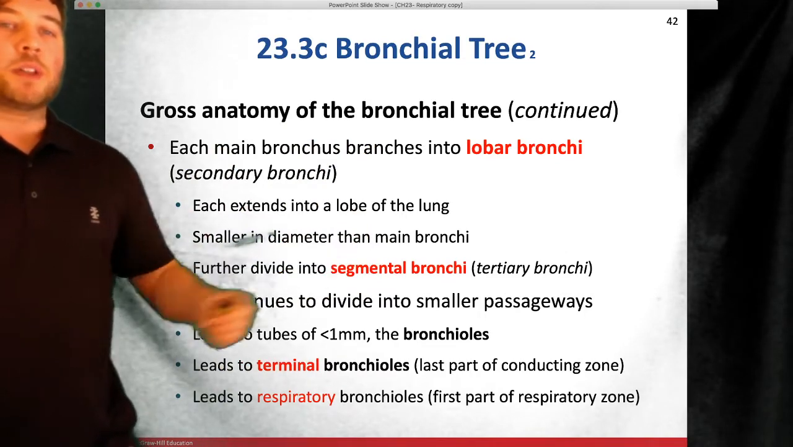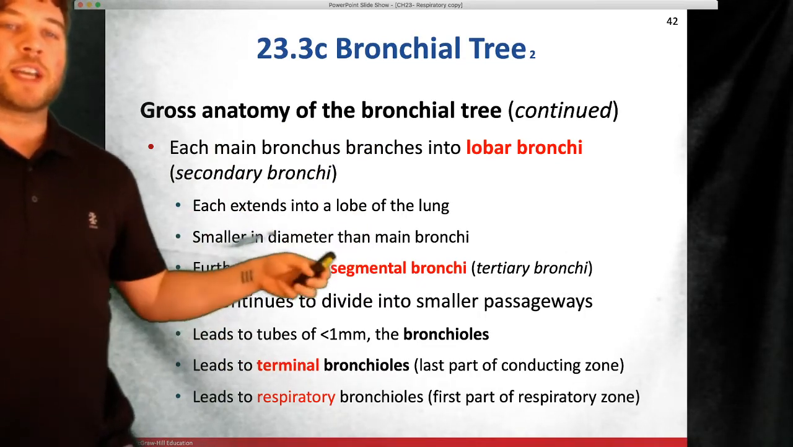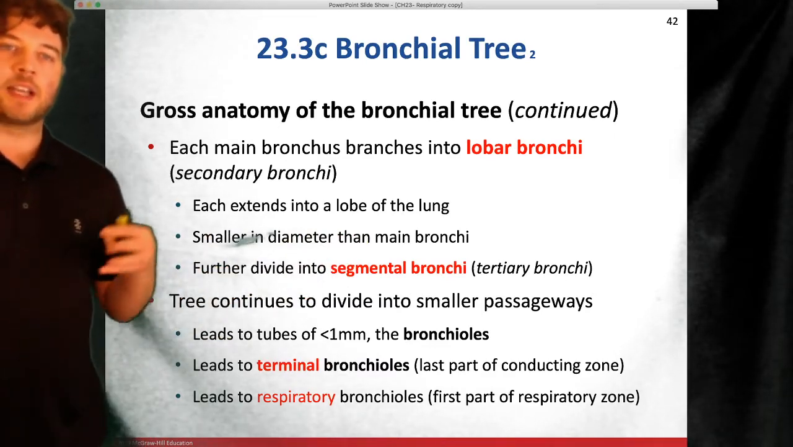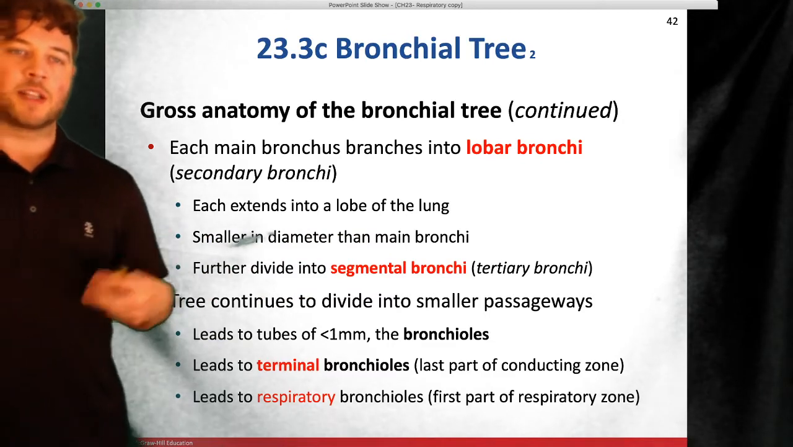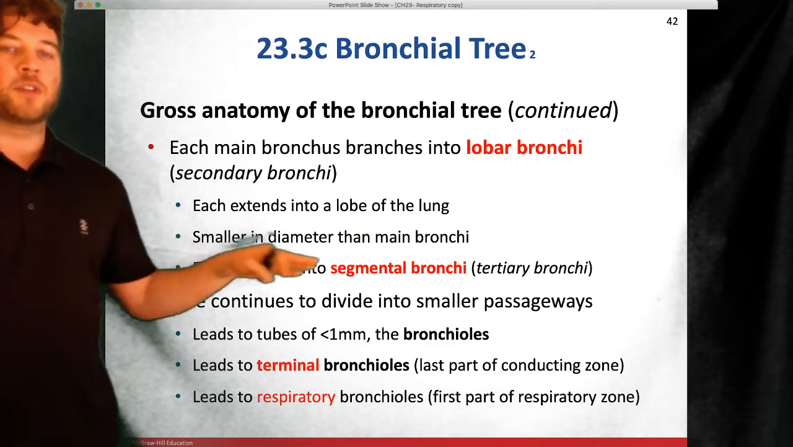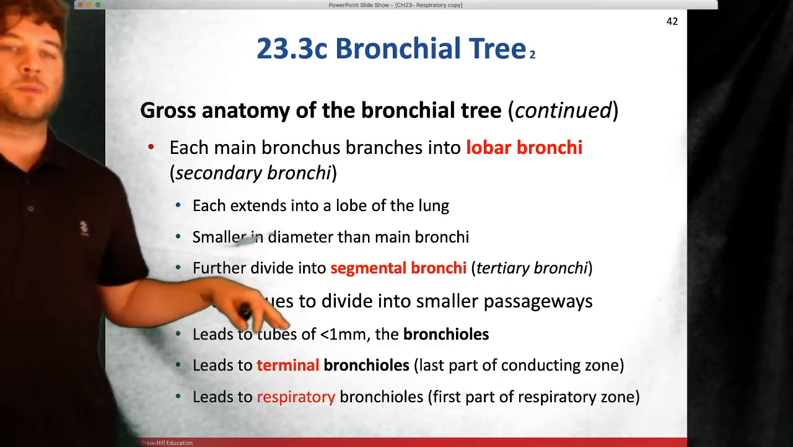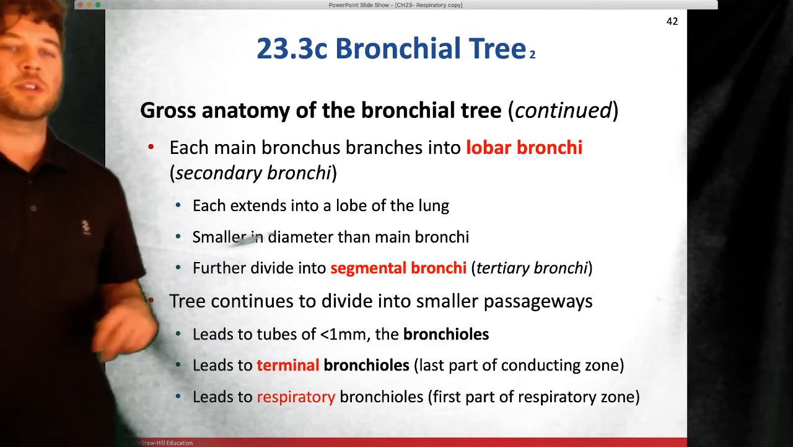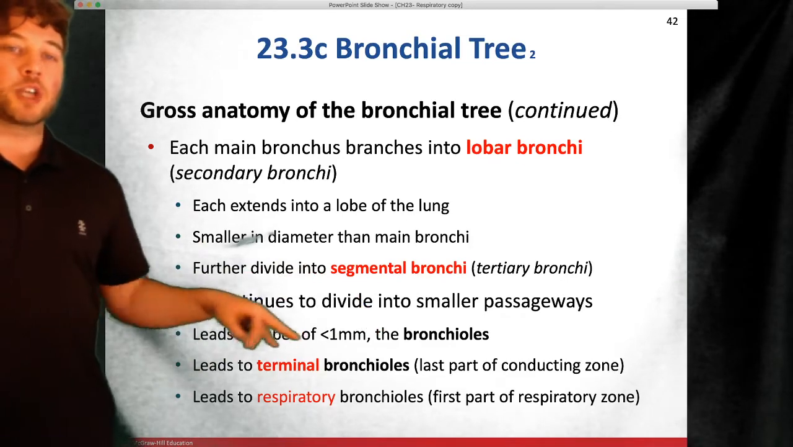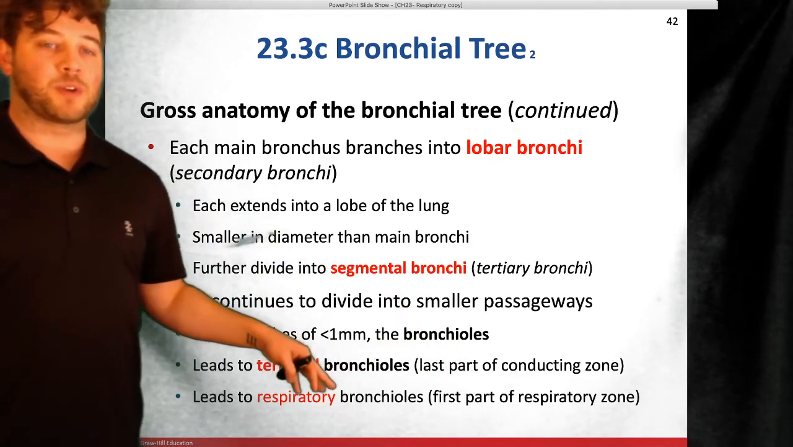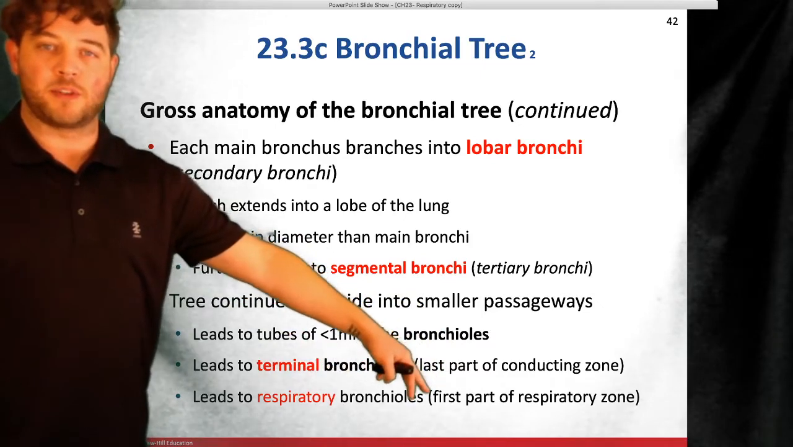Each extends into a lobe of the lung, smaller in diameter than the main bronchi, and we'll see that trend typically continuing as they divide. They go deeper and deeper into the lung tissue, and they get smaller. They further divide into these tertiary ones. It continues to divide into smaller passageways, and it leads to tubes. There are your bronchioles. They're smaller than 1 millimeter, leading to terminal bronchioles, which is the last part of the conducting zone, and respiratory bronchioles, which are the first part of the respiratory zone.